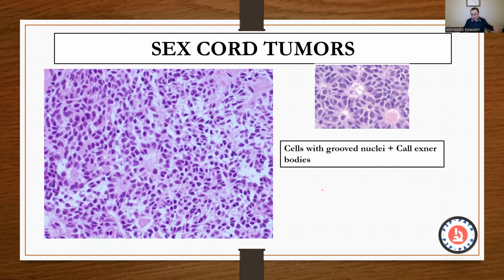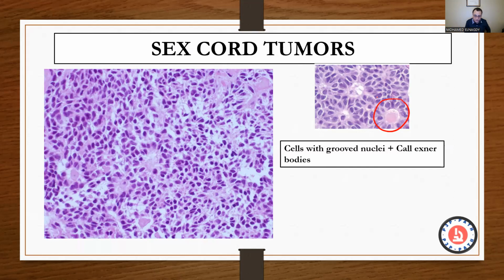This is the Call-Exner bodies. It's like the Schiller-Duval. When you see Schiller-Duval, oh okay, this is yolk sac. And when you see these Call-Exner bodies, you say granulosa cell tumor. Always, even in the ovary, when we go over ovarian tumors, we'll see these Call-Exner bodies, and we'll say, this is a characteristic of granulosa cell tumor.